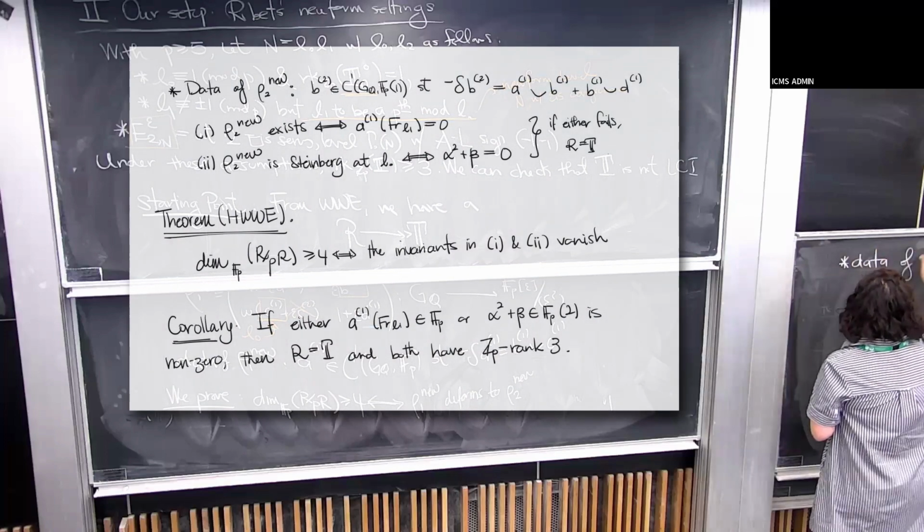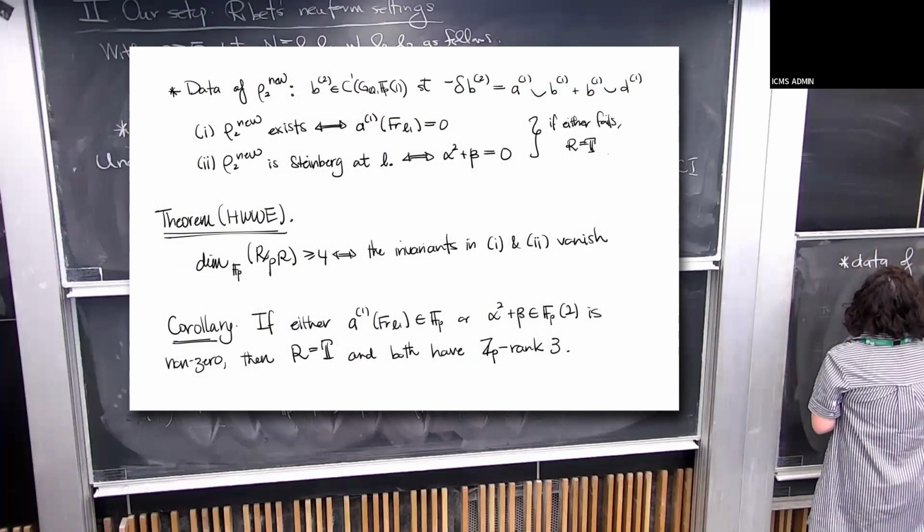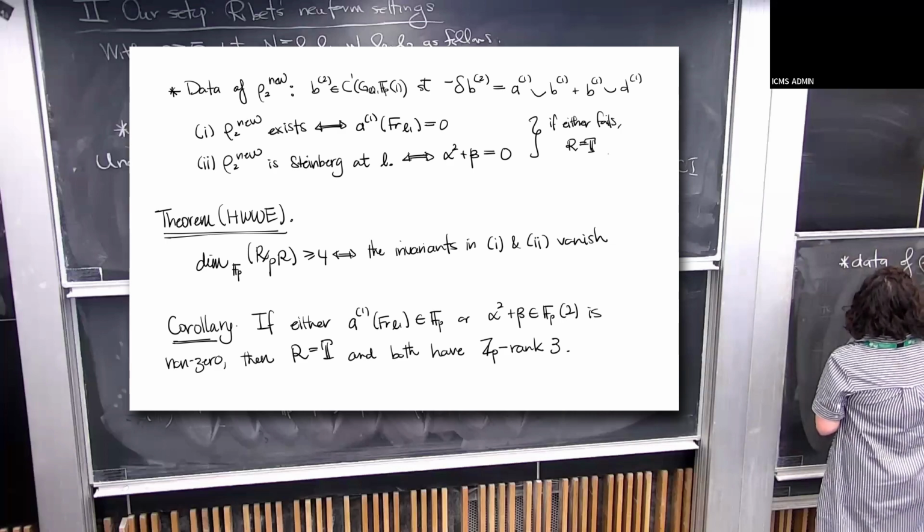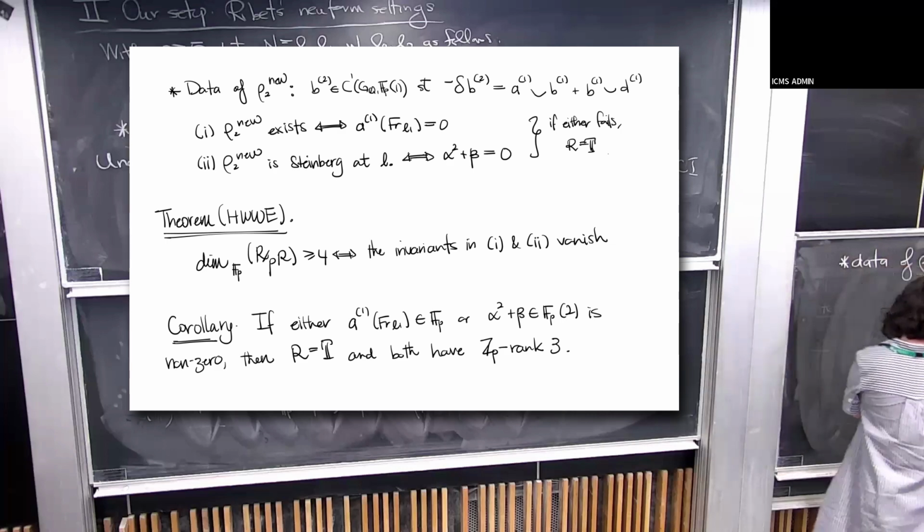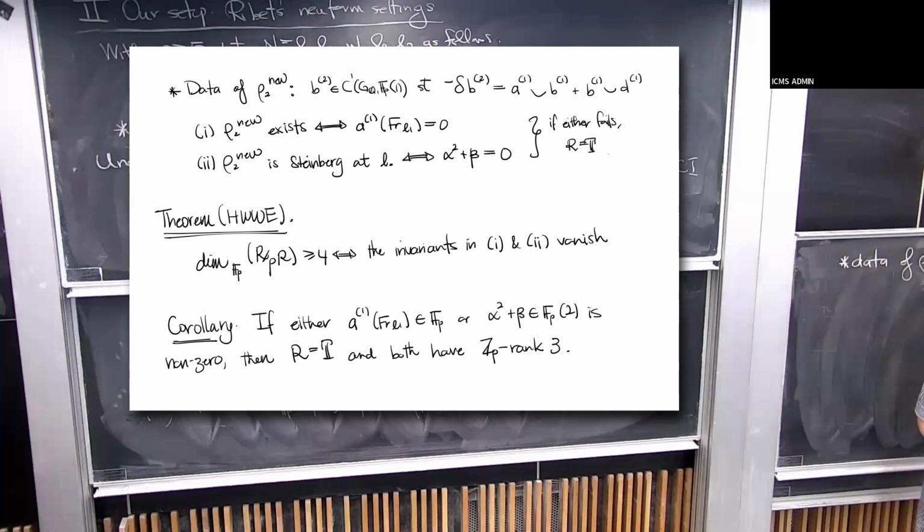So the data of this rho 2 nu is the following. We get another cochain, which we will denote B2. And it also needs to satisfy a boundary equation. It's a bit more complicated, but nothing that we can't write down.